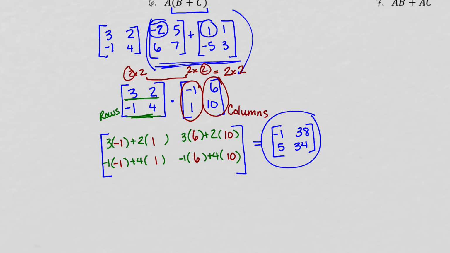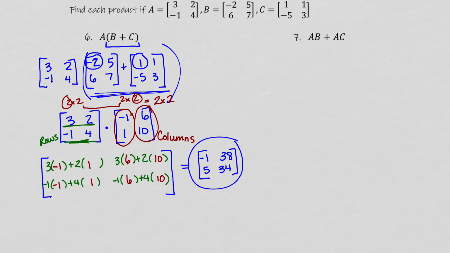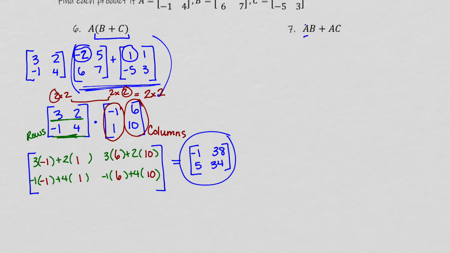So now let's come over to number 7 and see if I distribute that A. Notice the A is in front. Do we get the same answer? Commutative property, it didn't work. Let's see if the distributive does.